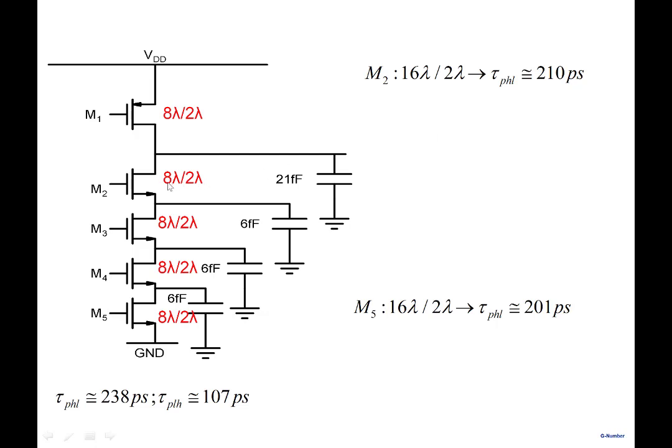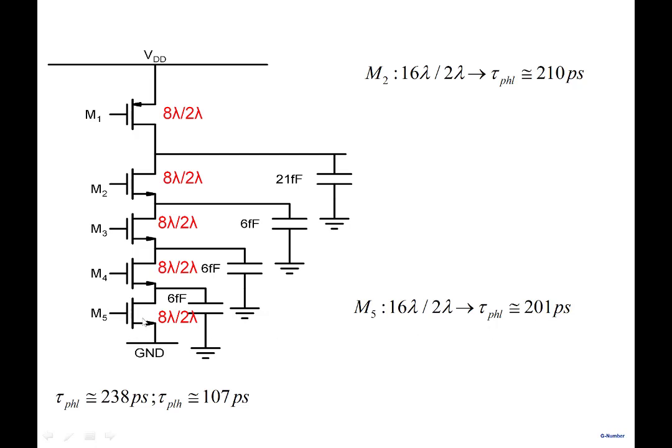Note that as you increase the size from 8 to 16, the size of the capacitor here would also increase, but I didn't do that. I kept all the capacitors still the same. Okay, so just to highlight this, it becomes 16 lambda by 2 lambda, 210. On the other hand, if you leave all of them 8 lambda, and double the size here, the delay becomes 201.